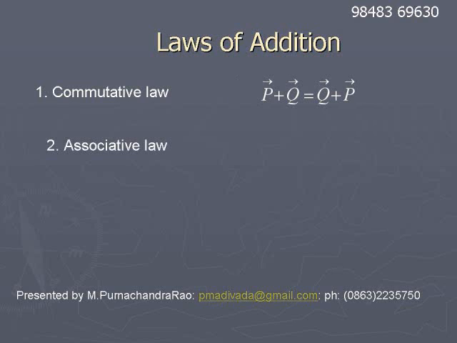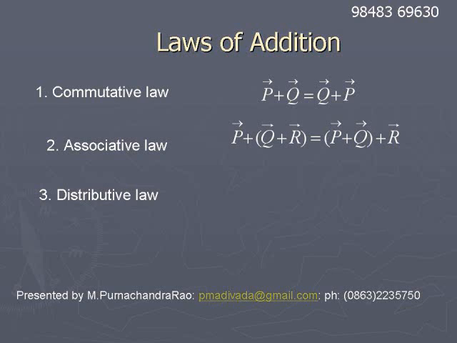They obey the associative law. That means p bar plus q bar plus r bar is the same as p bar plus q bar plus r bar. That means p bar plus q bar is a vector obtained by adding q bar to p bar. If r bar is added to this vector, then this can be obtained first by adding q bar to p bar and then adding r bar to p bar plus q bar. So like this we notice that the final vectors will be equal. This represents the associative law.